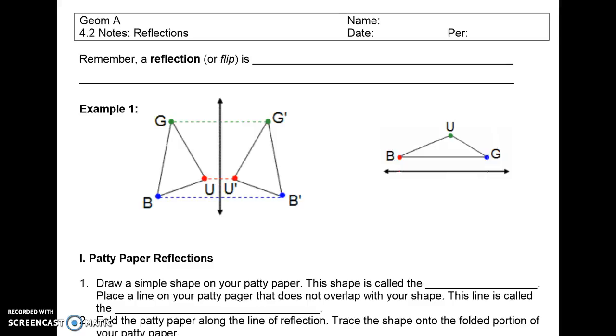The next transformation we're going to be focusing on is the reflection. Reflection, remember, is basically a flip. And a reflection is a transformation that flips a figure across a given line. And that line is often referred to as the line of reflection.